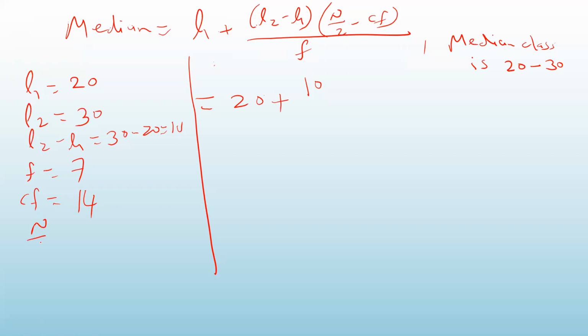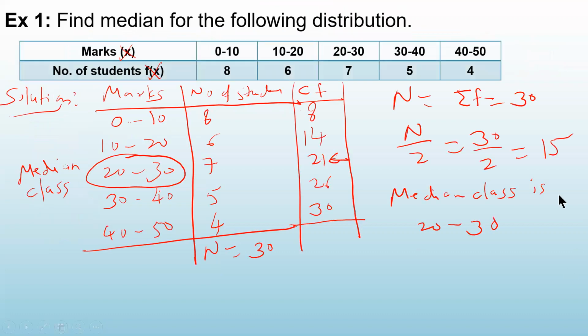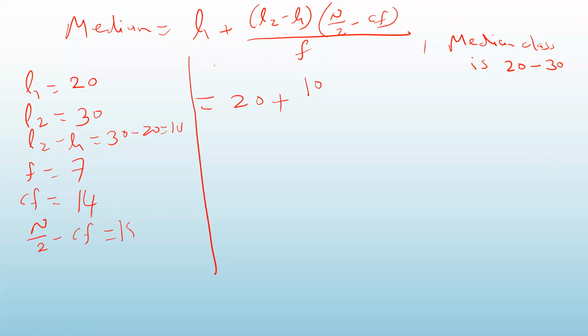Find out करो यहाँ. N by 2 minus CF. N by 2 का value कितना आया था आपका? N by 2 is 15. So N by 2 is 15 and CF कितना है? 40. 15 minus 40, that is 1. So ये वाला जो bracket है, that is 1. 10 into 1. और F का value कितना है? 7. F is 7.